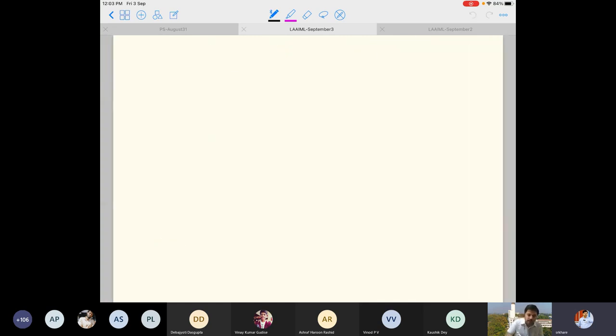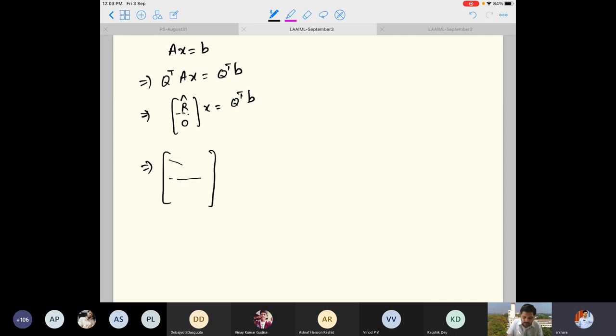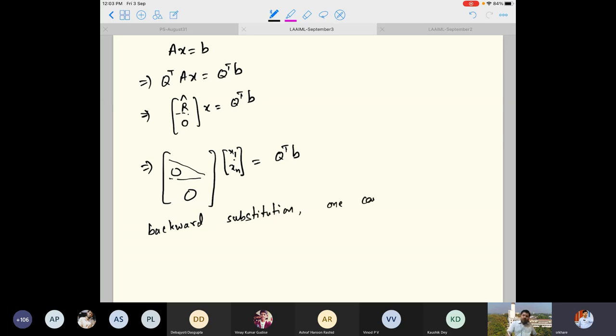Then you have Ax equal to B, that is the system of equations you want to solve. So I'll multiply by Q transpose: Q transpose Ax is equal to Q transpose B. That means I get R hat over 0 times x is equal to Q transpose B. But what does that mean? I have this matrix which is upper triangular, and I have exactly x1 up to xn, equal to Q transpose B. And now, using the backward substitution again, one can solve for x1, x2, up to xn.